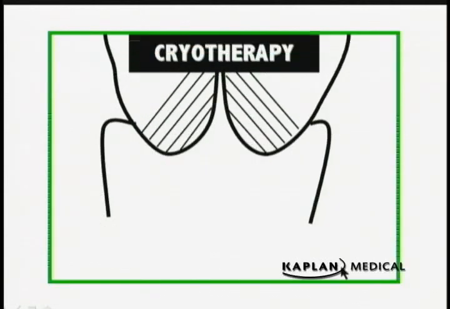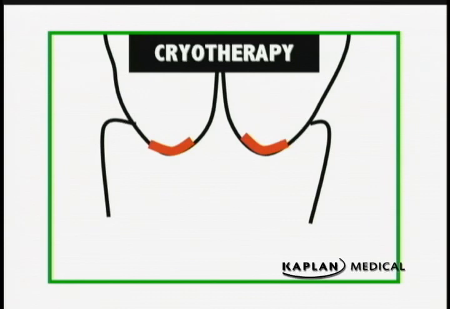Okay, this slide shows the sagittal view of the cervix and the vagina. Here's the vagina down here. This is the cervix. This is on one side, this is the other side, this is the cervical canal. And let's imagine that these brown areas here are the abnormal areas that we want to destroy.